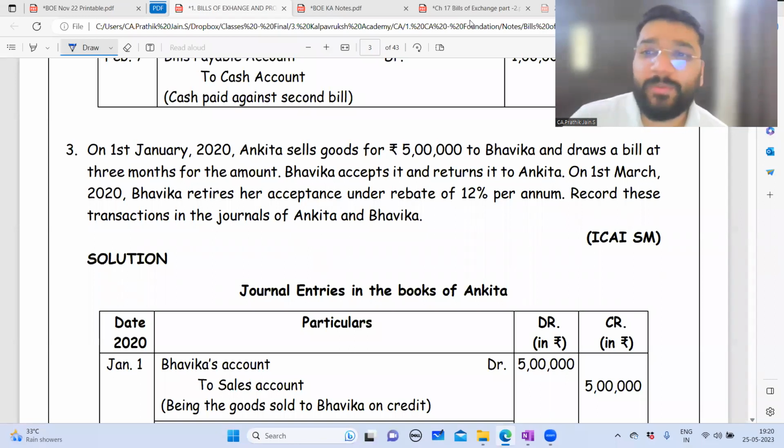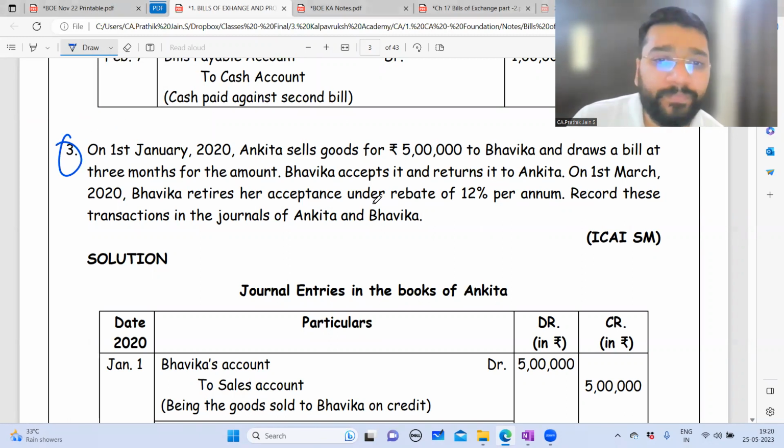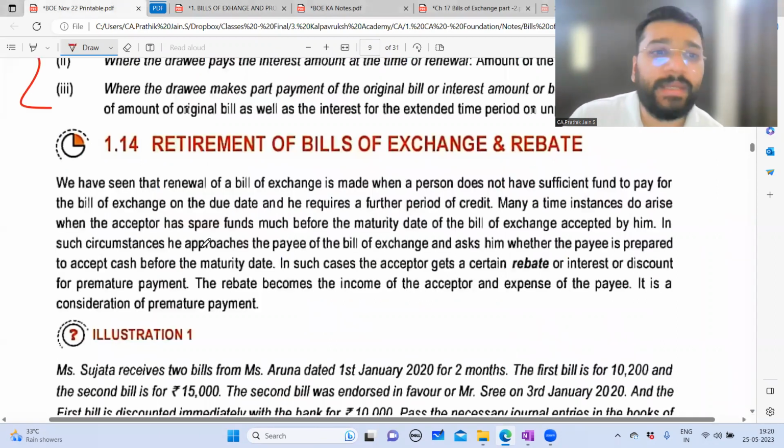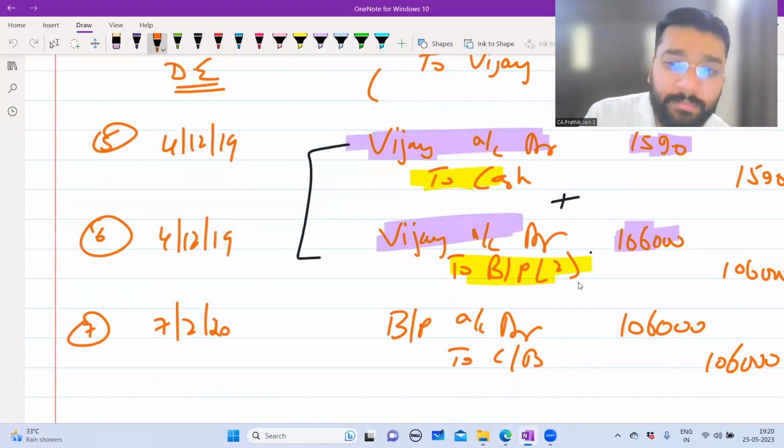Yes, people, welcome back from the break. So let's continue with the next concept, because your third question of your ICA study material is the concept based on retirement of a bill under rebate. So this brings to the next concept, people, retirement of a bill of exchange under rebate. So let's understand through an example.